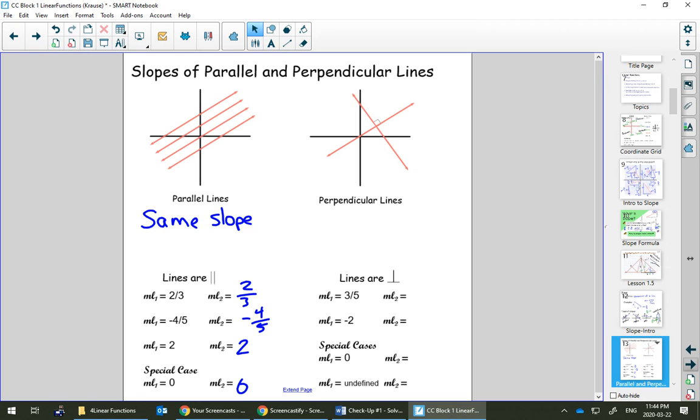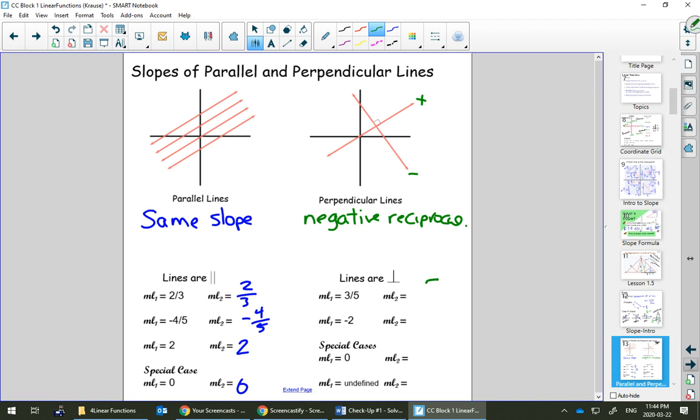Now, perpendicular lines are different. Perpendicular lines have a negative reciprocal. So if you notice, this line here is positive, this line here is negative. So if one is a positive slope, the other is negative. And the reciprocal means we flip the numbers. So if I have a slope of 3/5, the negative reciprocal will be 5/3, but it will be negative. -2 is the same as -2/1. So the negative reciprocal of that, if this one's negative, the other one will be positive, and it'll be 1/2.